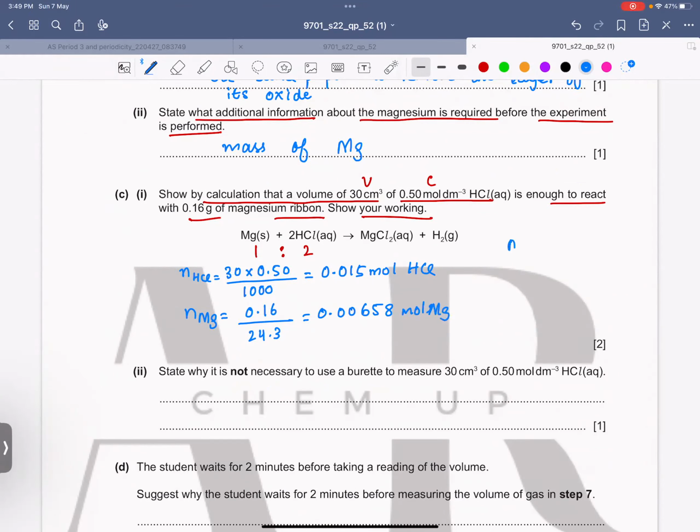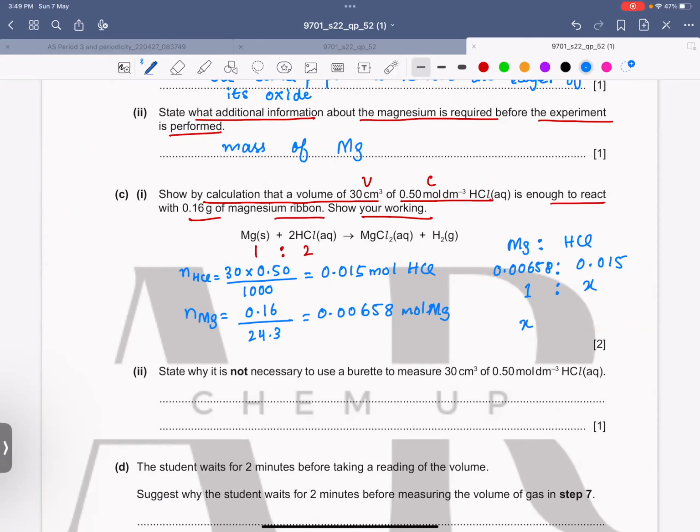0.00658. These are the moles of magnesium. Now we have to take the ratio of these moles to find whether they are in the 1:2 ratio or not. For 1 mole of magnesium, 2 moles of hydrochloric acid are required. Here the moles of magnesium are 0.00658, and the hydrochloric acid available is 0.015. So for 1 mole of magnesium, how much hydrochloric acid is used? Find the value of x.